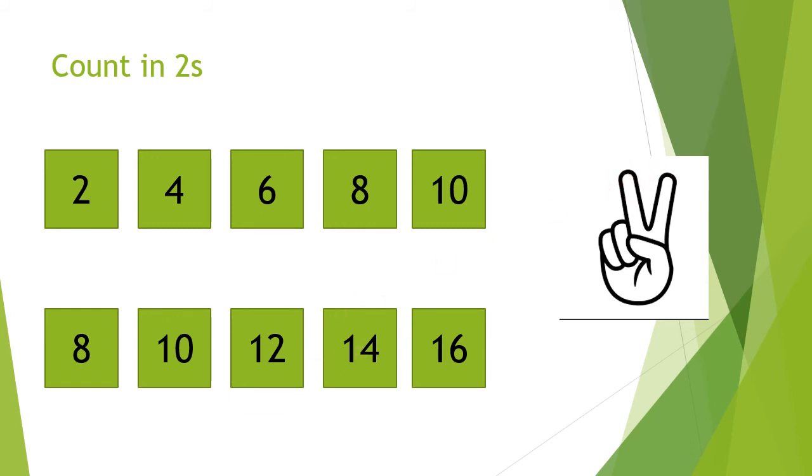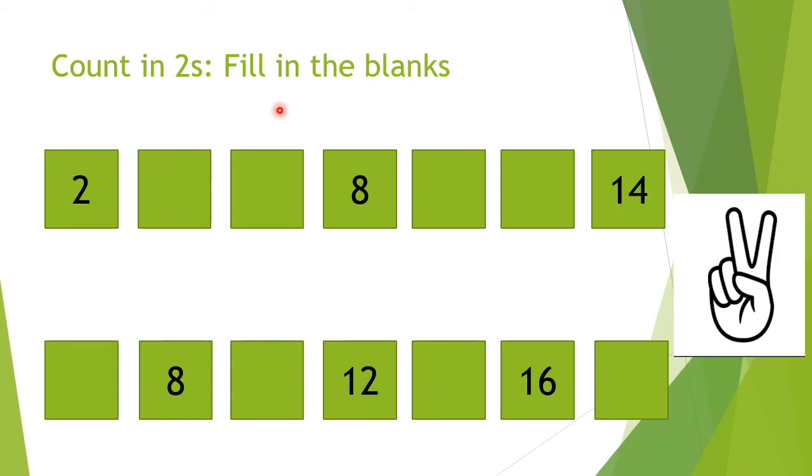Okay, let's try. So, I'll show you how to fill in the blanks. So, here we have 2. So, 2, we start with 2, 3, 4. It means here is 4. 4, 5, 6. 6. So, this is 8, 8, 9, 10. 10, 10, 11, 12. 12.